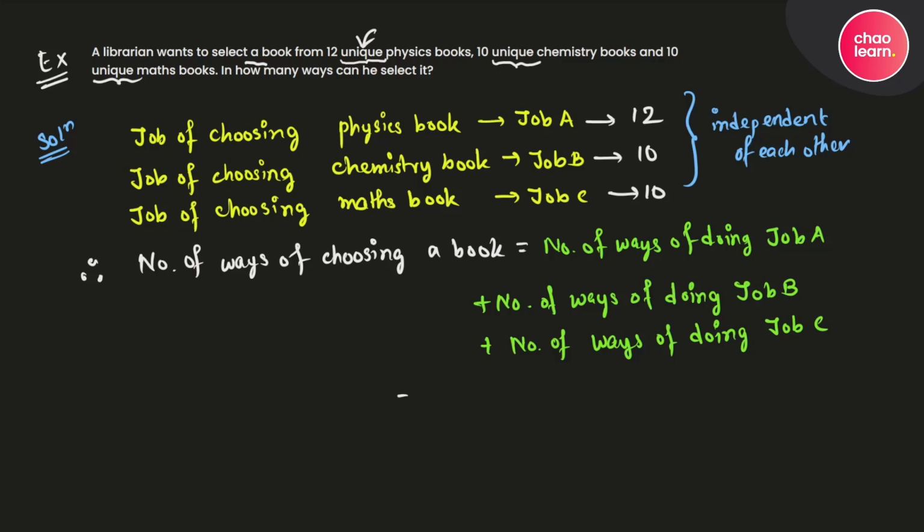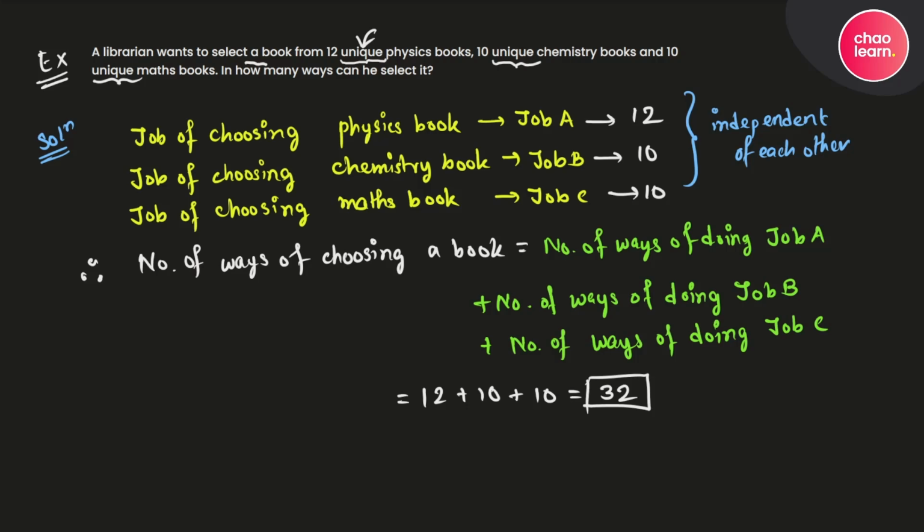So what we can write, the answer is the number of ways of doing job A is 12 plus the number of ways of doing job B is 10 plus the number of ways of doing job C is 10. So it comes out to be 32. So there are 32 ways in which the librarian could choose one book from the bundle of 12 unique physics books, 10 unique chemistry books, and 10 unique maths books, right? So there are total 32 ways.